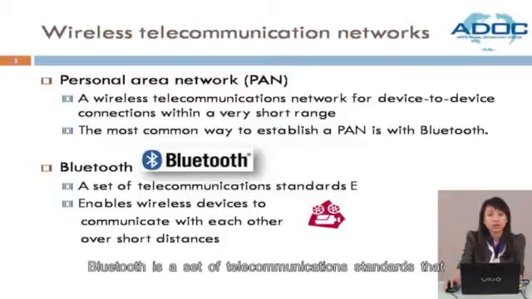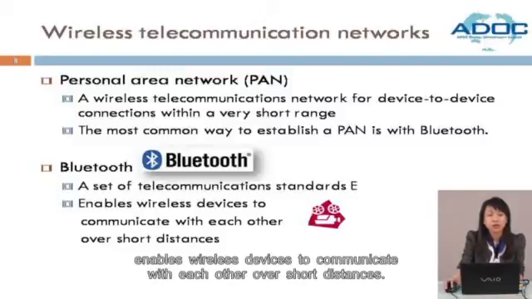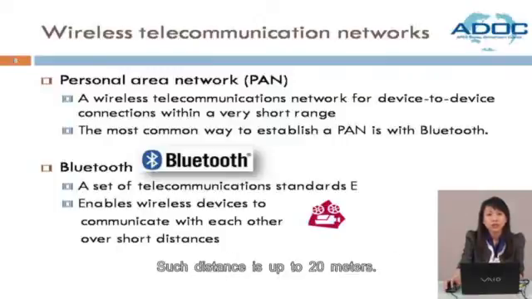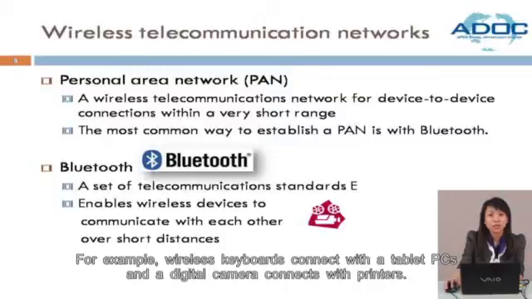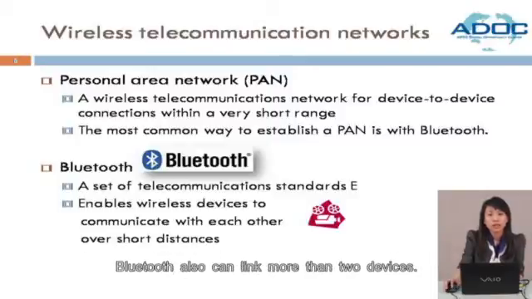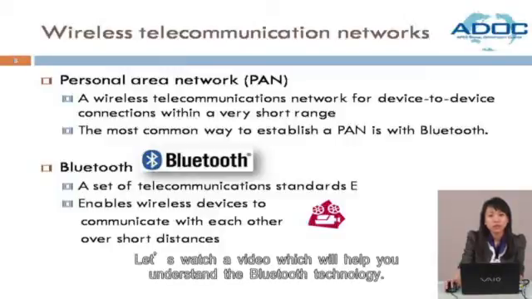Bluetooth is a set of telecommunication standards that enables wireless devices to communicate with each other over short distances. Such distance is up to 20 meters. Bluetooth can be used to pair a number of different devices. For example, wireless keyboards connect with tablet PCs, and digital cameras connect with printers. Bluetooth also can link more than two devices. Let's watch a video which will help you understand the Bluetooth technology.